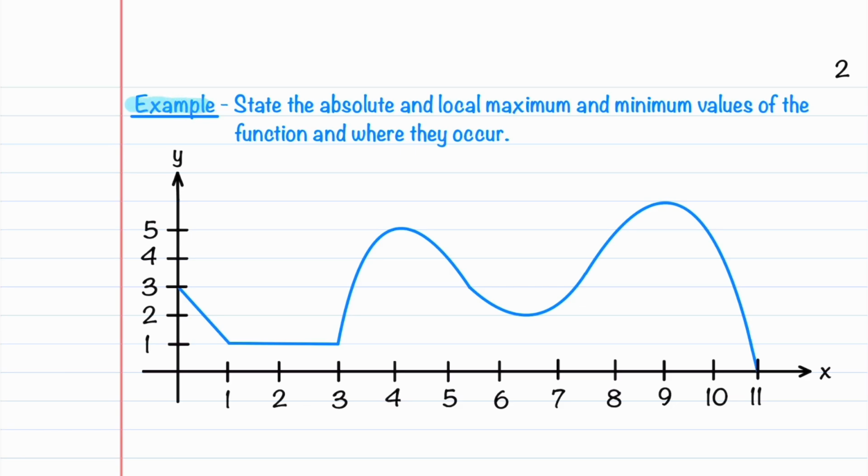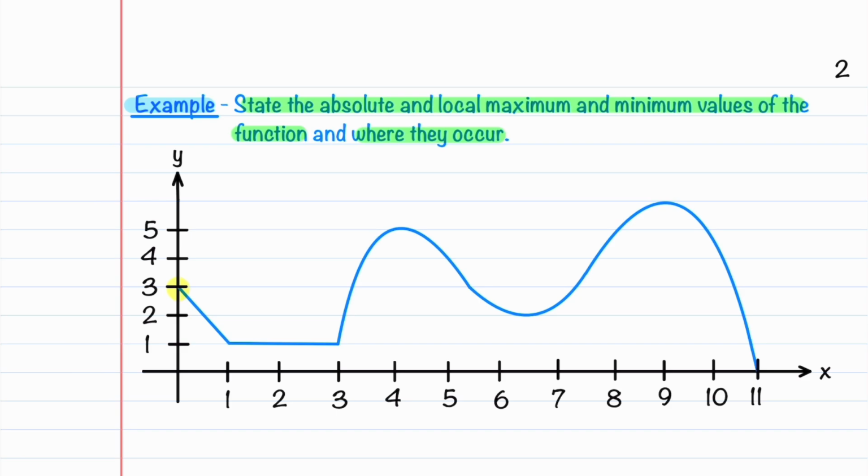Let's now walk through an example. We are going to state the local and absolute maximum and minimum values of the function and where they occur. Let's start by looking at the points on our left. So we'll start with x is equal to 0, and then we'll go to the right. When x is equal to 0, our function is this value right here. Since this is an endpoint, this point cannot be a local max or min.